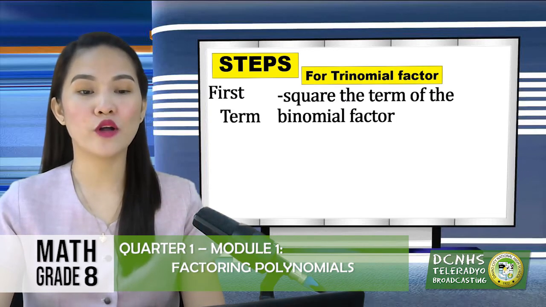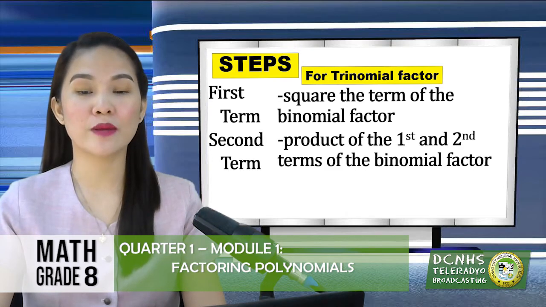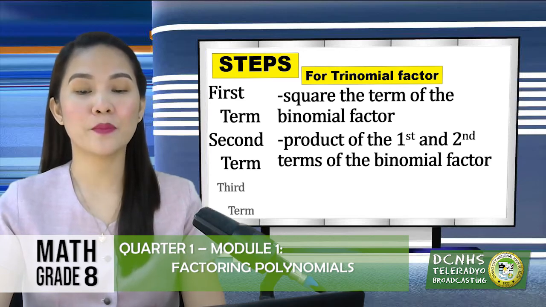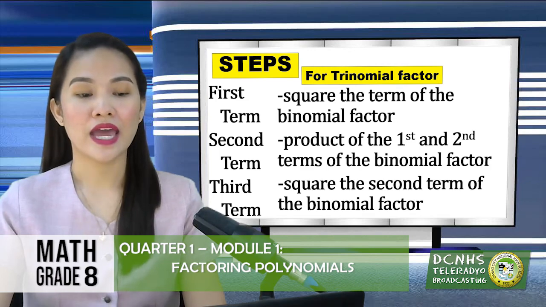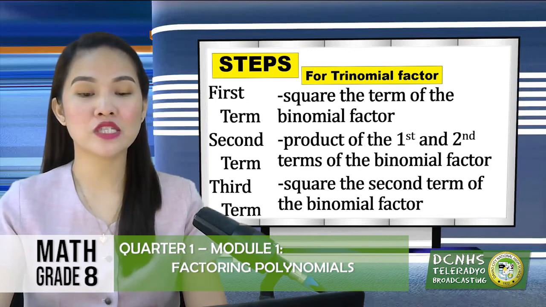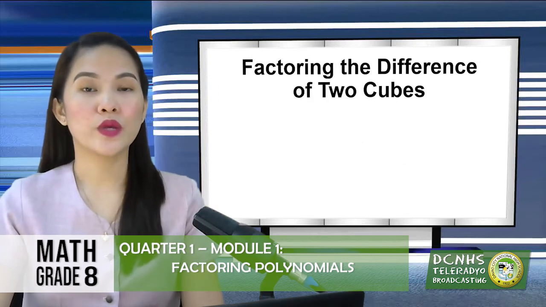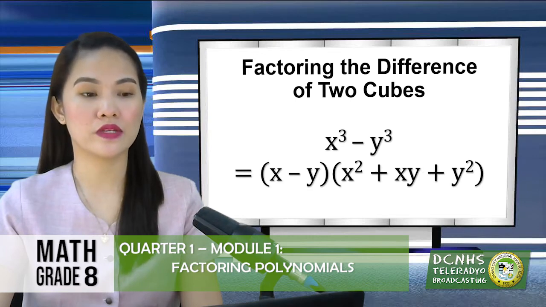Next, we will solve for the trinomial factor. First, square the first term of the binomial factor. For the second term, get the product of the first and the second terms of the binomial factor. And for the last term, simply square the second term of the binomial factor. We will be using this format in factoring difference of two cubes.